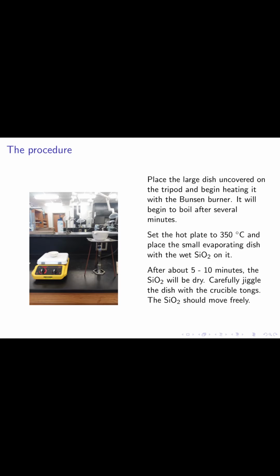After about 5 to 10 minutes of heating, the silicon dioxide will be dry. Carefully jiggle the dish with the crucible tongs. The silicon dioxide should move freely once it's dry. After the silicon dioxide is dry, turn off the hot plate and carefully move the dish to a paper towel with the crucible tongs. Again, do not touch the dish. Once cooled to room temperature, weigh the small dish containing the silicon dioxide.